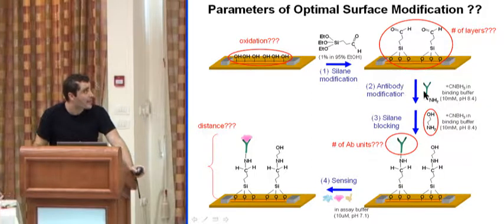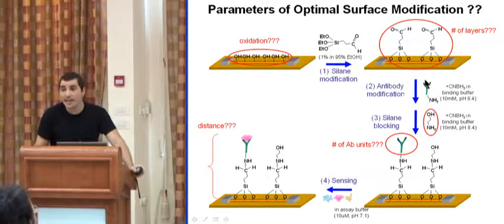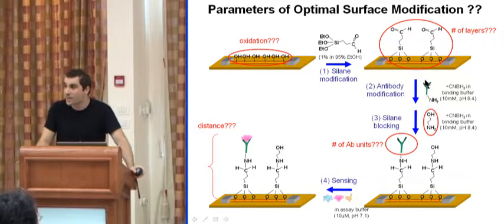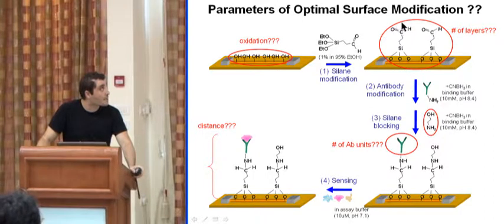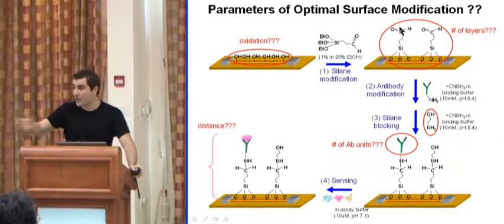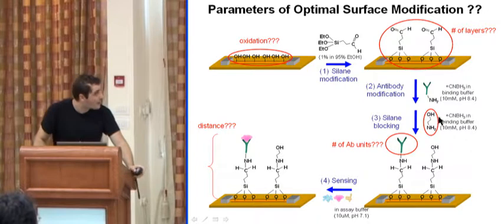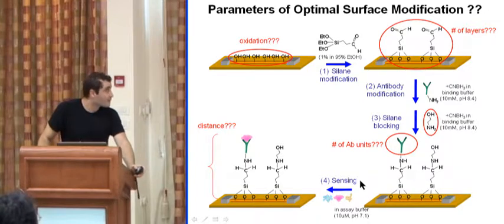So the next step, we can bind an antibody. An antibody is a biological element that can bind specifically an antigen. So this is the second step. Then we should chemically bind or protect all those free aldehyde groups, so we won't get, during the sensing step, binding of biomolecules to the free aldehyde groups. And the last step is the sensing.